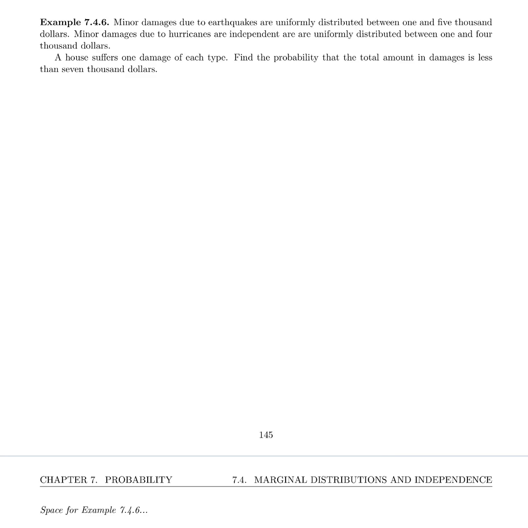So we can start by giving ourselves some variables. We're going to let x be the damages due to earthquakes. And what do we know about x? Well, we are told that x is uniformly distributed between $1 and $5,000, so we'll say 1 to 5, which tells us what its density function is. So f sub x of x is 1 over b minus a, which gives us 1/4 on the interval from 1 to 5 and 0 elsewhere.